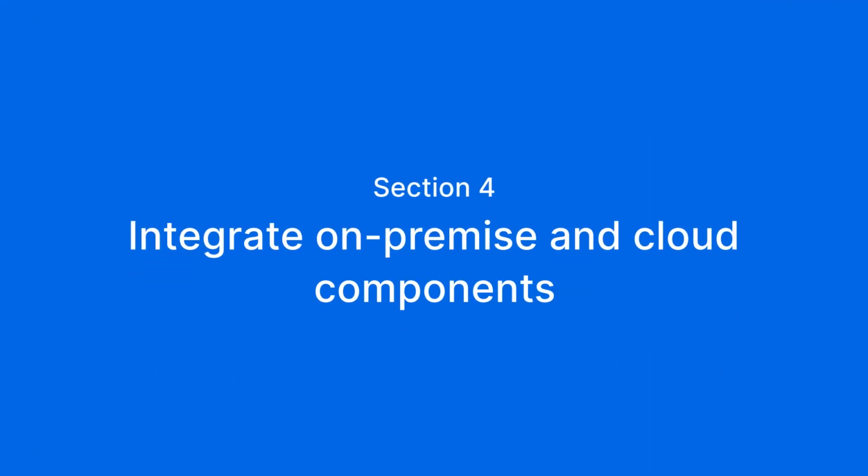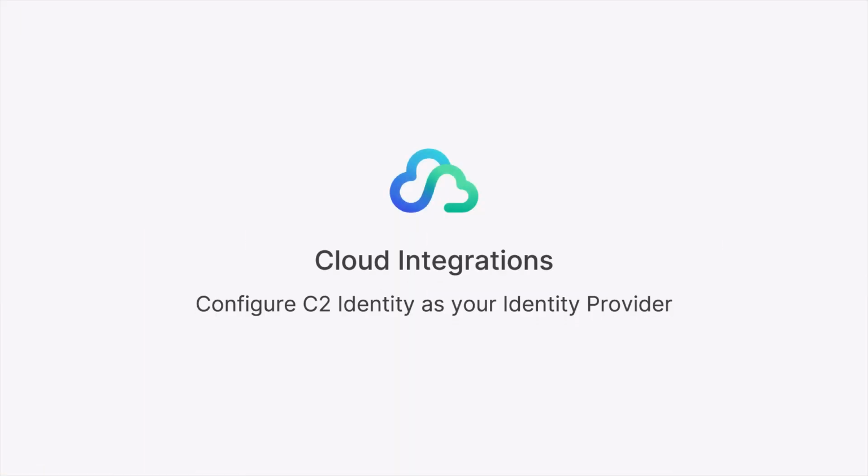Moving on into section 4, how to integrate on-premise and cloud components. As we work through these different cloud integrations, keep in mind we're essentially configuring C2 Identity as your main identity provider, especially with Google Workspace and Microsoft 365 integrations where user provisioning is supported. C2 Identity will definitely be your identity provider moving forward if you do this operation.